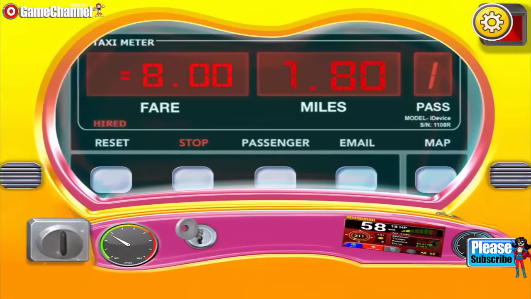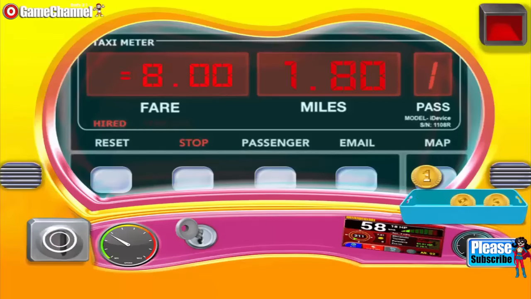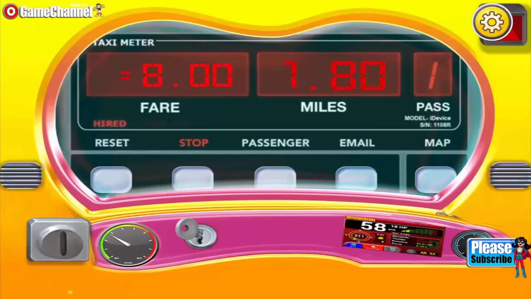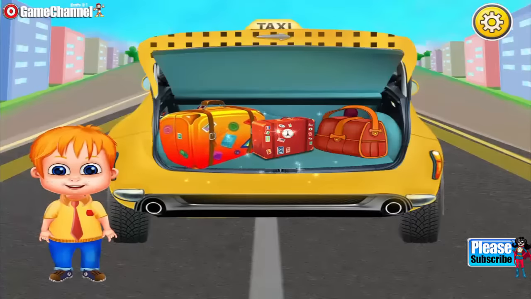What's the meter? Okay, I shall pay all the dollars. Insert the coins. I shall take out my baggage.